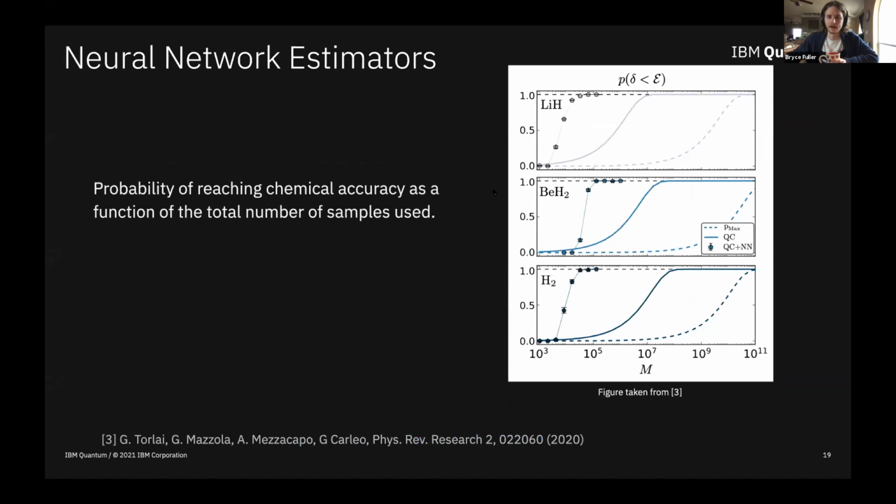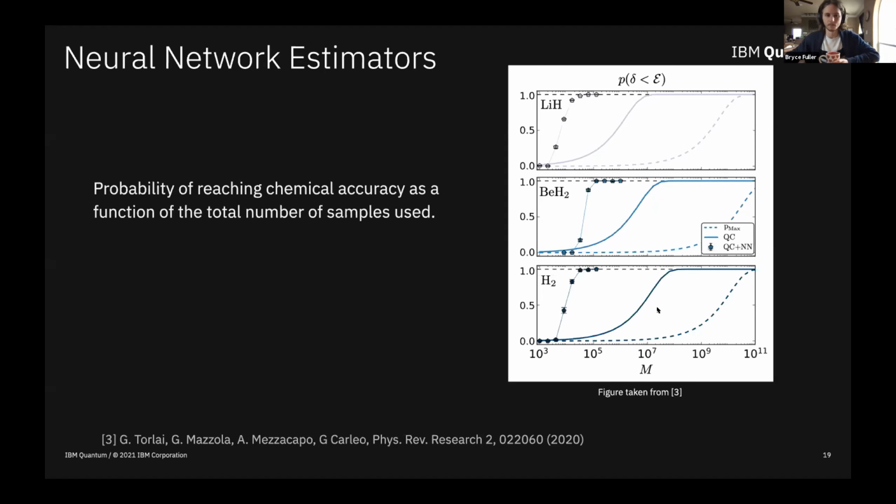This is showing on the y-axis, for each of the same molecules, the probability of reaching chemical accuracy as a function of the number of measurements used. This dashed line is the upper bound that we mentioned earlier, this solid line is what is actually observed when you take into account the variances of each of those estimators, and this dotted line over here corresponds to using this neural network estimator in conjunction with a quantum computer. So you can see several orders of magnitude improvement for the problems tried here. So this is encouraging.